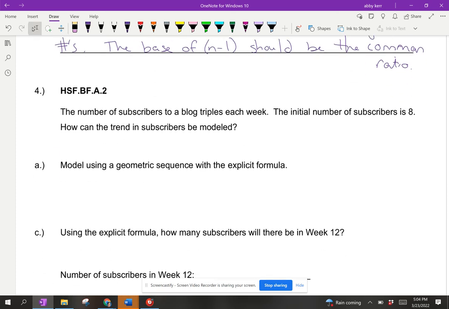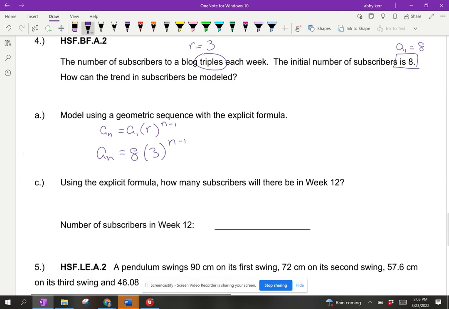So the number of subscribers to a blog triples. We need to know triples means 3, and that's our ratio. Our initial subscriber is a sub 1, which is 8. So all we need to do is remember it's a sub n equals a sub 1 parentheses the ratio raised to the power of n minus 1. So all we have to do is plug in that information. We start with 8 subscribers. It's tripling every week. And then the power of n minus 1.